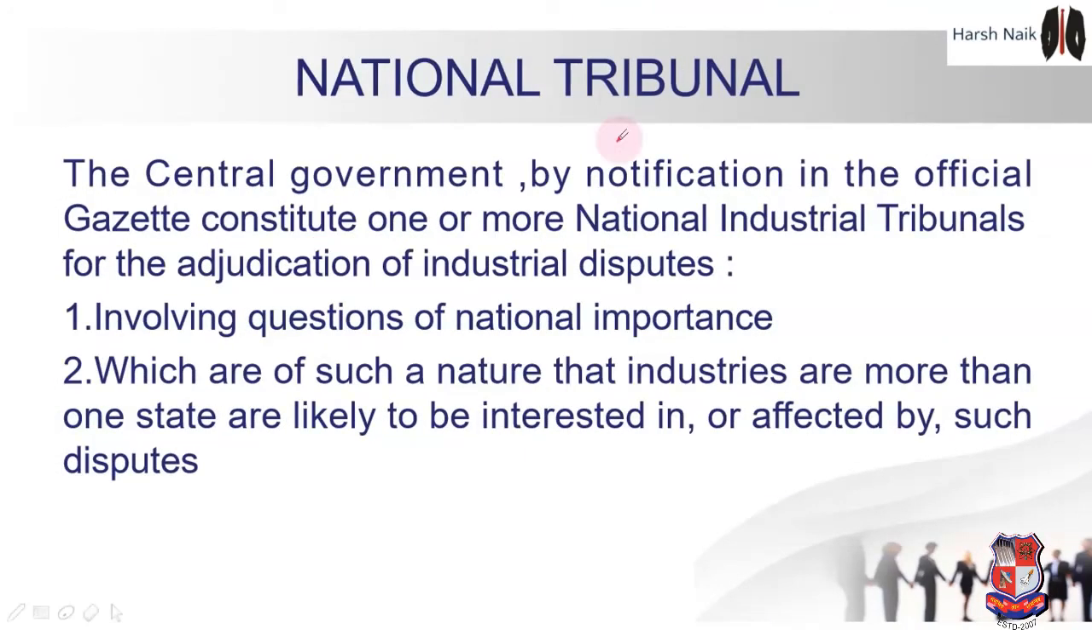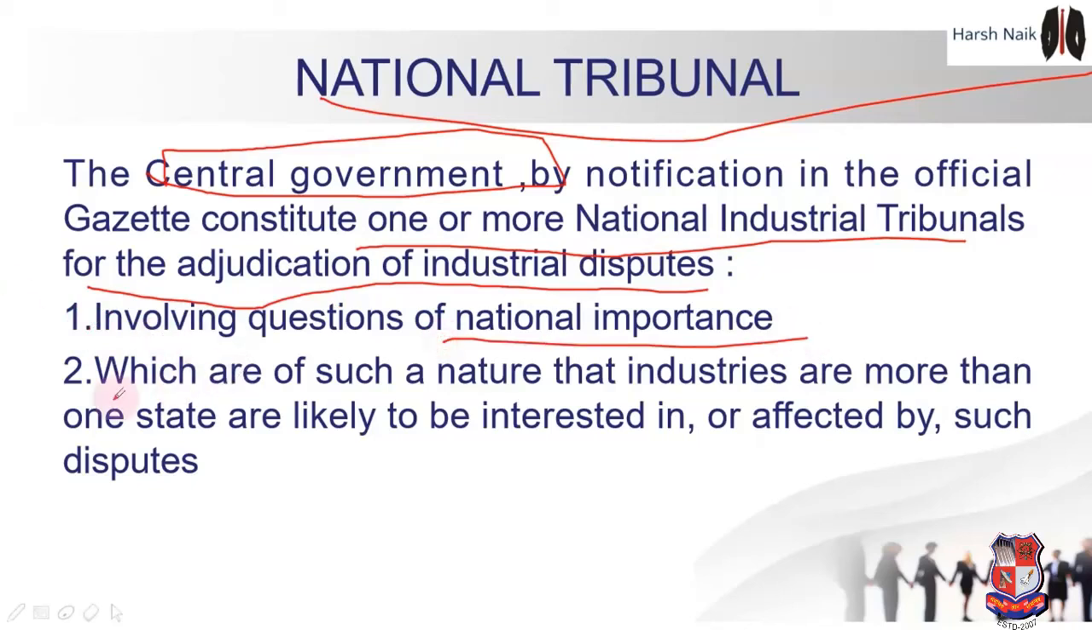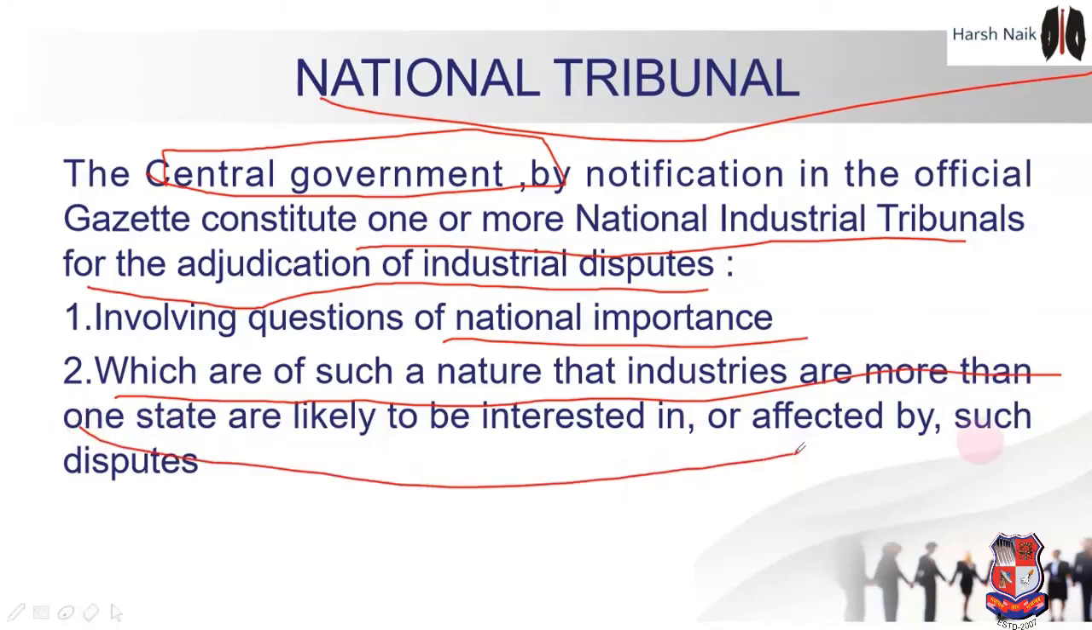Now if you go to a still higher level, then it will be a national tribunal. Basically, it will go under the central government. By notification in the official gazette, it constitutes one or more national industrial tribunals for the adjudication of industrial disputes. Basically, it will involve questions of national importance, of such a nature that industries in more than one state are likely to be interested in or affected by them. So if the dispute is of a higher level, or if it is affecting a larger number of people or industries in other states also, then it will be a case for the national tribunals, right?